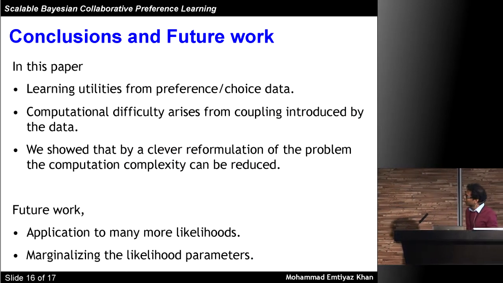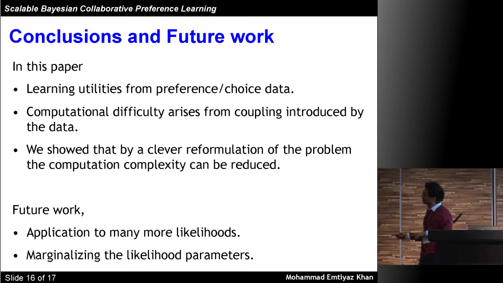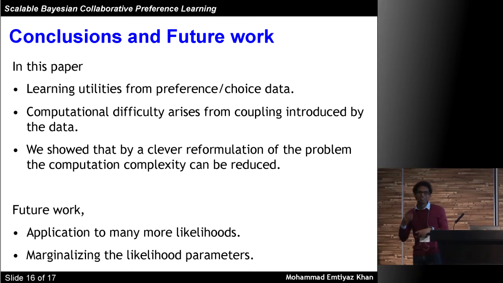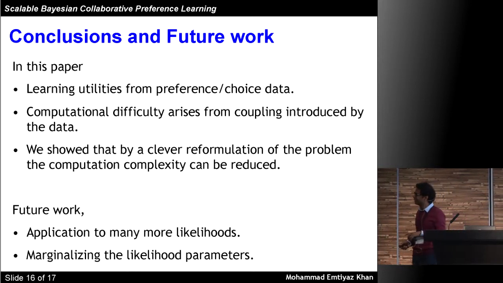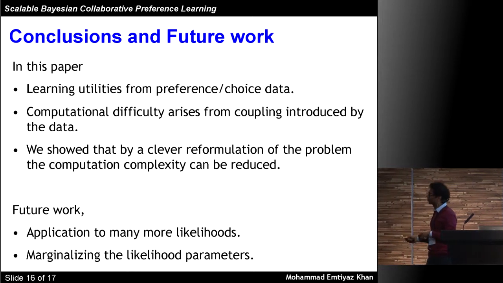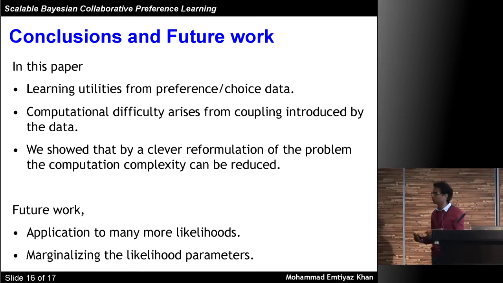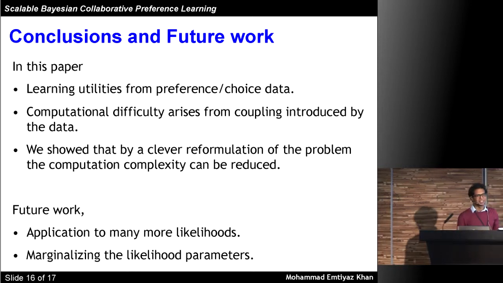All right, so let me summarize what I've just presented. I talked about learning utilities from implicit feedback data, preference and choice data. I showed you how this choice data introduces couplings within the rows of the utilities, and there is a computational difficulty that arises because of this. I showed you that by doing some clever reformulation of the problem, you could still reduce the computational complexity and get a closed form solution. Okay, so I'll skip the future work. Thank you.